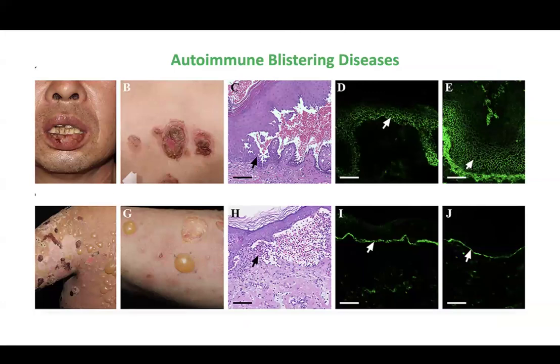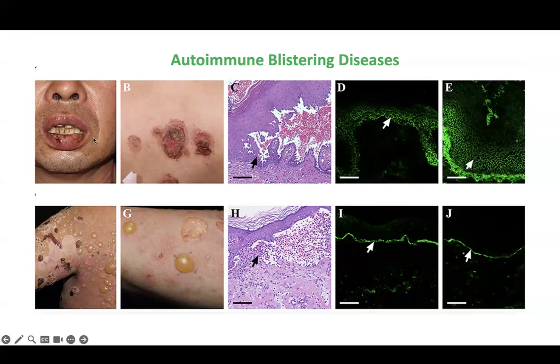Now we're done with the infectious causes. We'll move on to the autoimmune blistering diseases. We usually say pemphigus group, pemphigoid group, and dermatitis herpetiformis. There are many blistering diseases and many classifications of them, but today I will discuss just the most common ones.